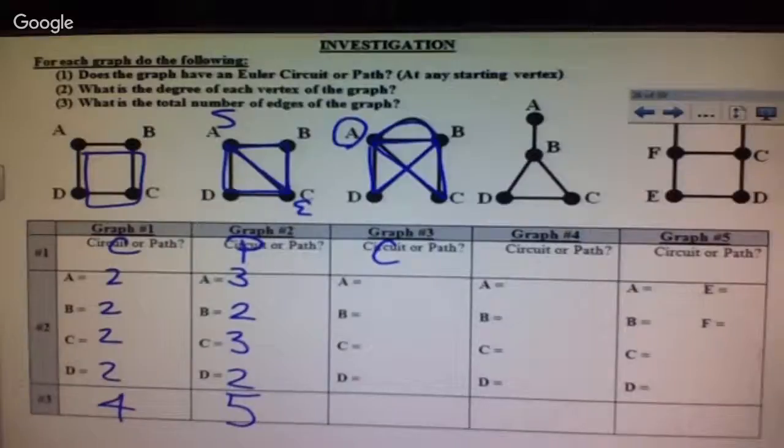What's my degree at A? 4. What's my degree at B? 4. Where are we at C? 2. And D? 2. And how many total lines? 6.